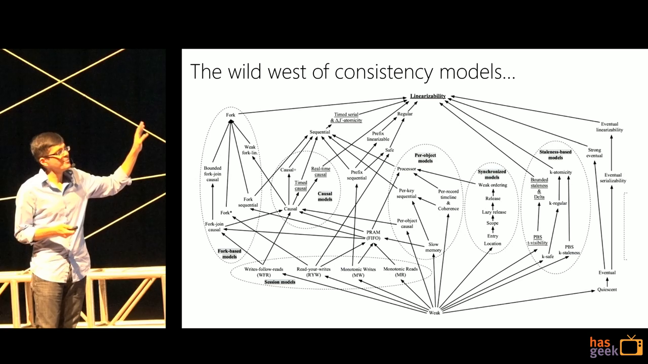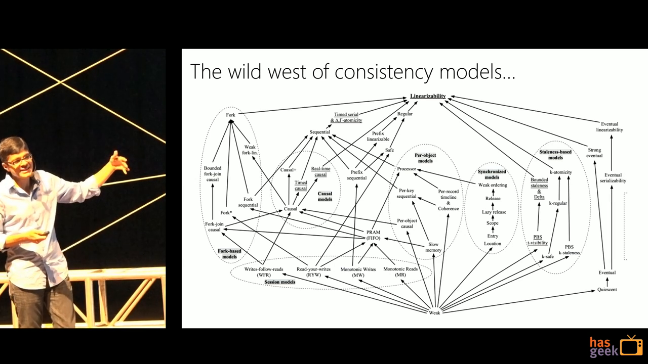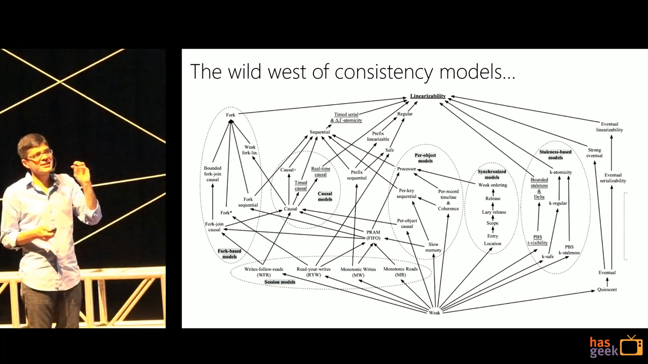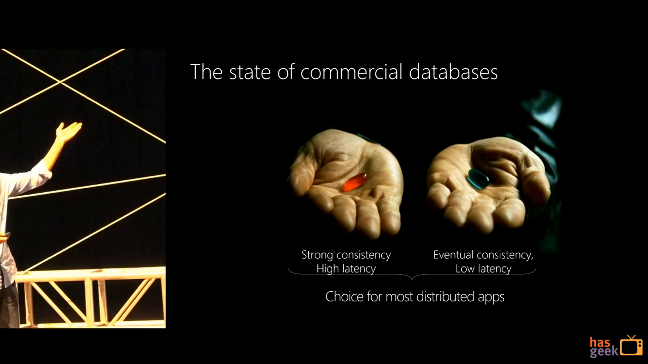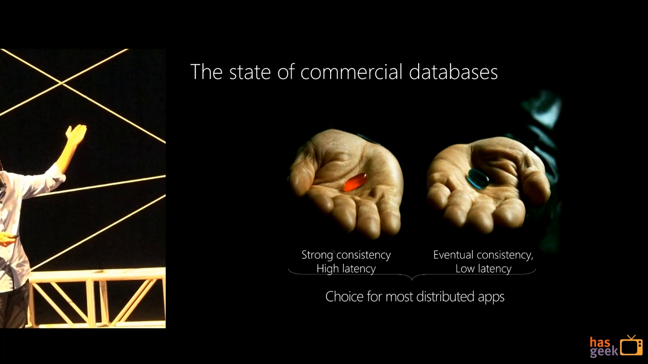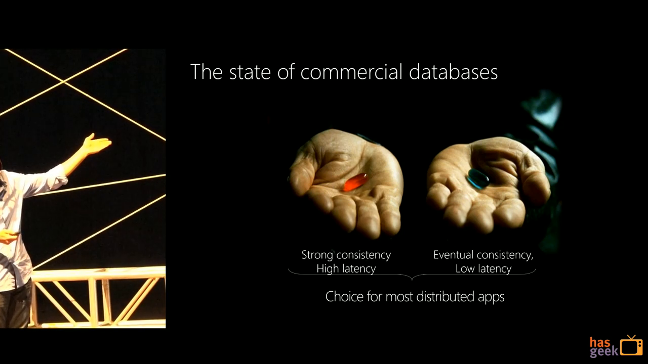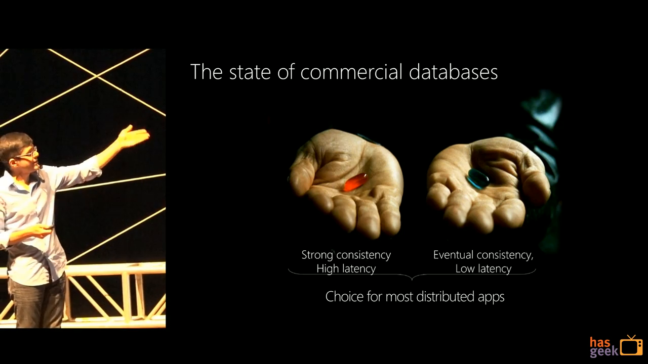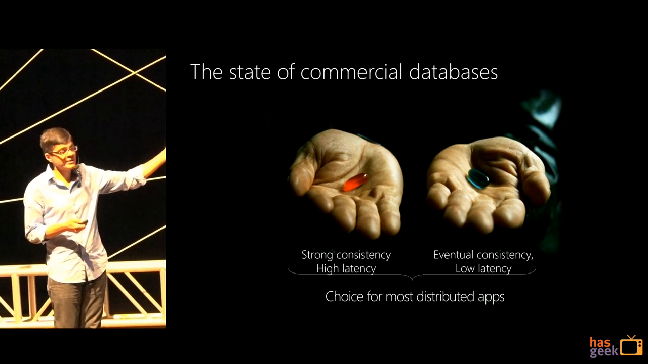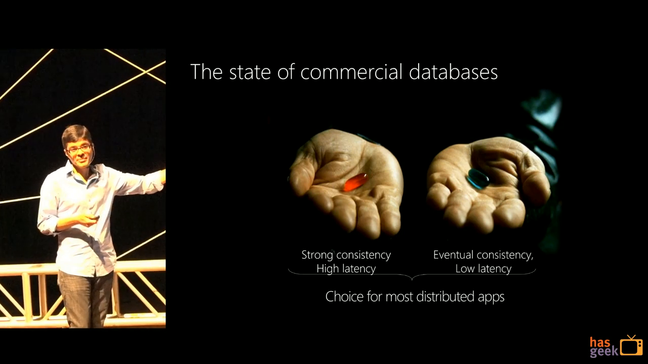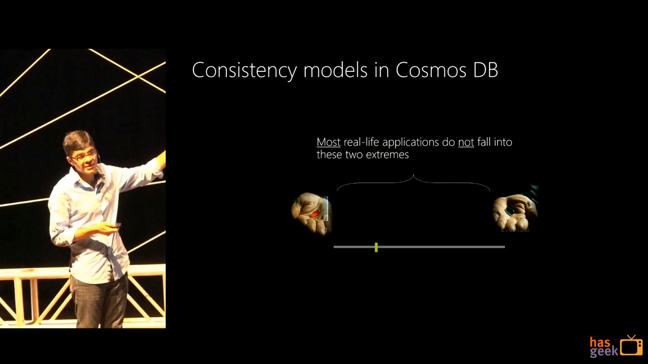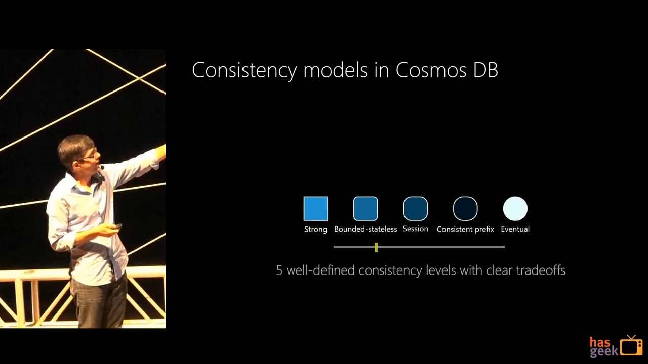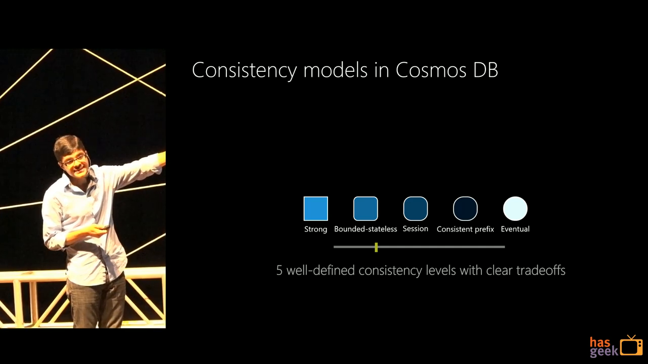So specifying them and then operationalizing them at scale, and then we harvested the ones that survived. So this is the binary choice. You get the red pill or the blue pill. You either get strong consistency with a high latency trade-off, or you get eventual consistency with low latency, but your programmability sucks. So that's the state of the commercial databases, and then we've exposed these intermediate consistency models.